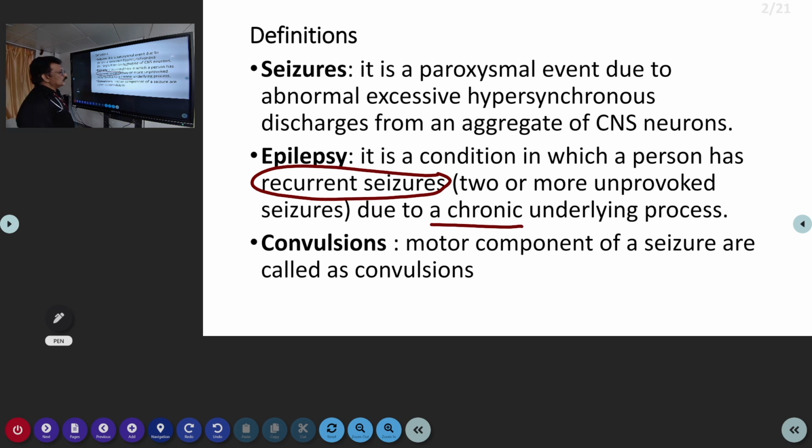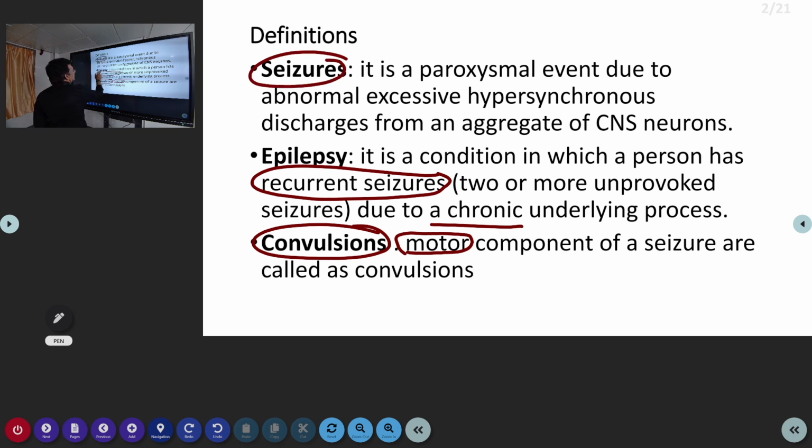Convulsion is motor. We already said that the seizure can be motor, sensory, autonomic, like that. Here the motor component of the seizure is called convulsion. Like you can see, the patient will be having convulsive actions of the upper limb, lower limb, face and all. So these are the major differences: seizure, the word meaning you should know, epilepsy and convulsions.